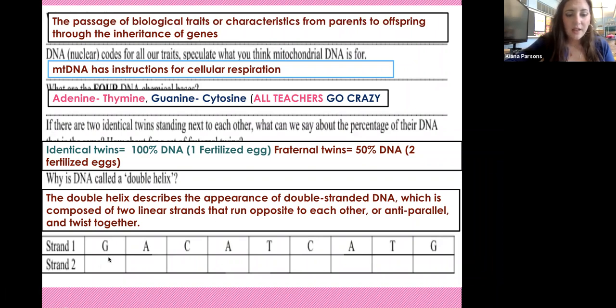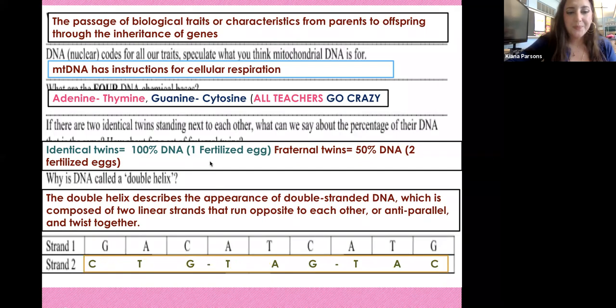So G pairs with C, A pairs with T, C pairs with G. It's just a matching game. A pairs with T, T pairs with A, C pairs with G, A pairs with T, T pairs with A, and G pairs with C. And this will be a little different when we talk about RNA. But as you can see there, C, T, G, T, A, G, T, A, C, that is the opposite strand of DNA there.